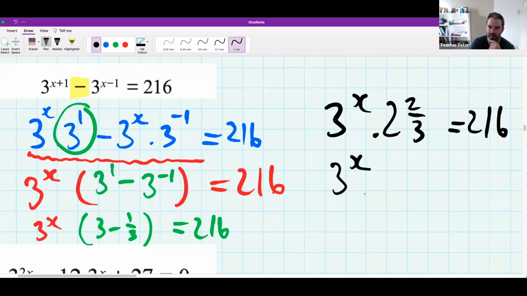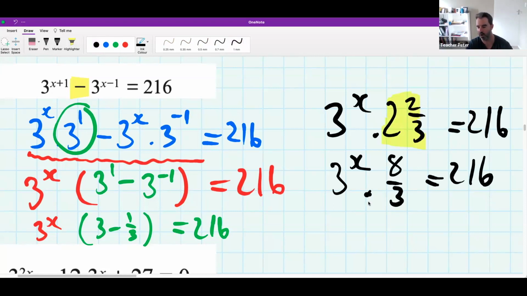And then, you know what? I'm going to change it from a mixed number to an improper fraction. If I change it to an improper, I get 2 times 3 is 6, plus 2, I get 8 over 3 equals 216. I want you guys to find me my answer. We still haven't got there yet, but what is the answer for x? Give it a bash.